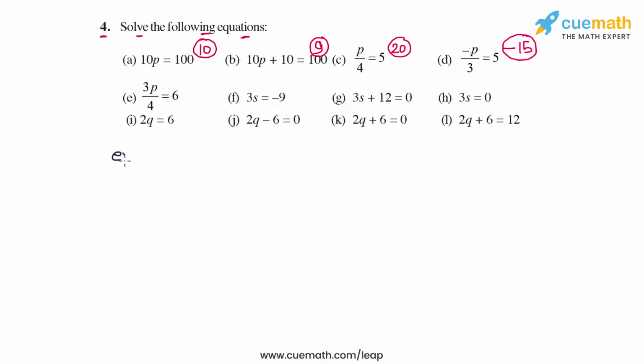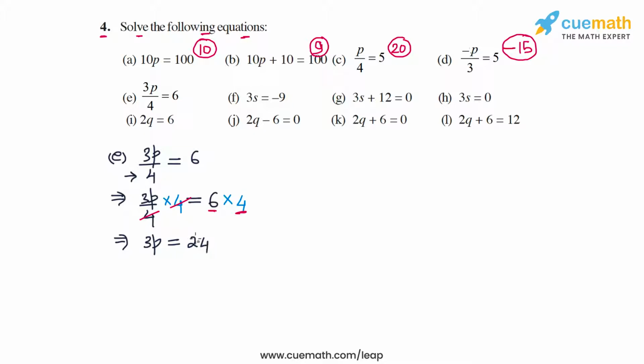In part E, the equation is 3p by 4 is equal to 6. So first we'll get rid of this 4 in the denominator by multiplying by 4 on both sides. So we have 3p by 4 on the LHS and 6 on the RHS. We are going to multiply both of these by 4. So on the LHS the 4's cancel out and on the RHS we have 6 into 4, which is 24. So we get the equation 3p is equal to 24.